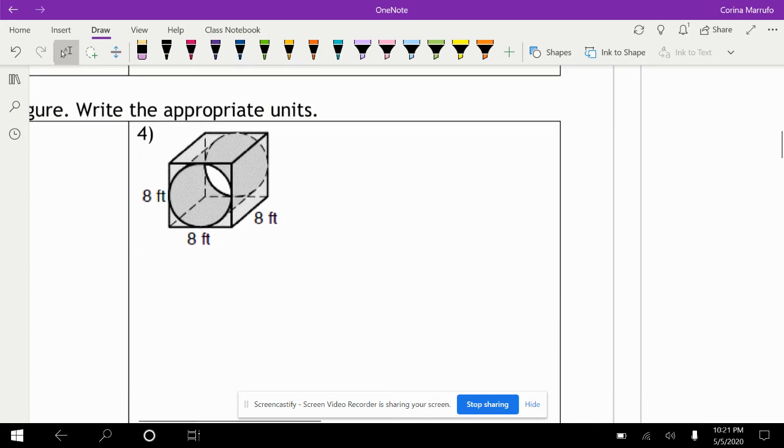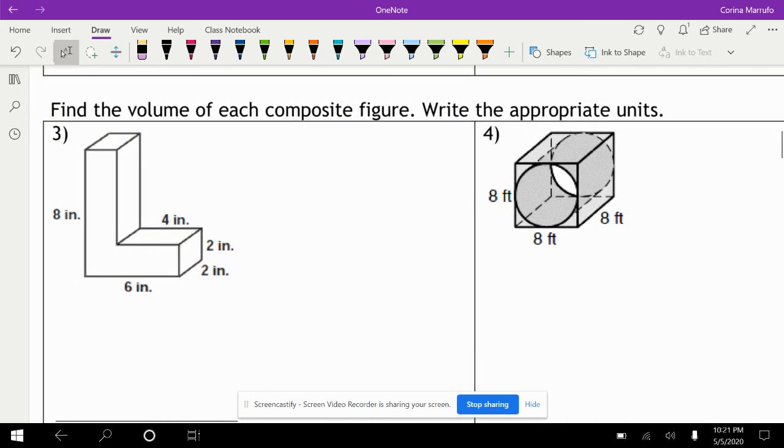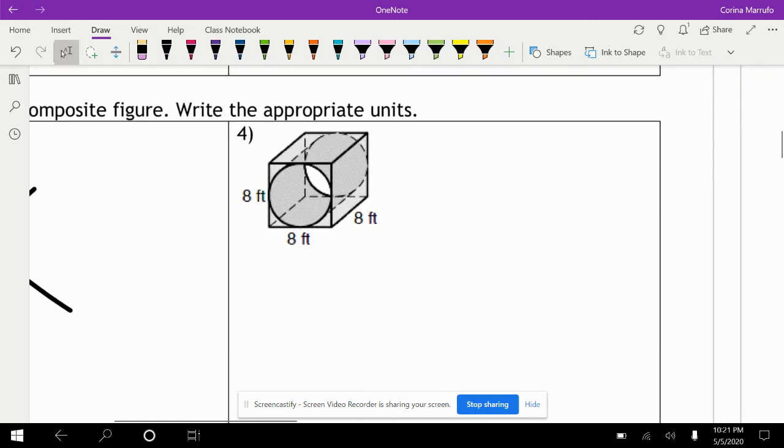It's this one. They want us to find the volume of the composite figure. So we're going to skip number 3 and go straight into number 4. We're finding the volume. So if you notice, we have 2 shapes. We have a rectangular prism.